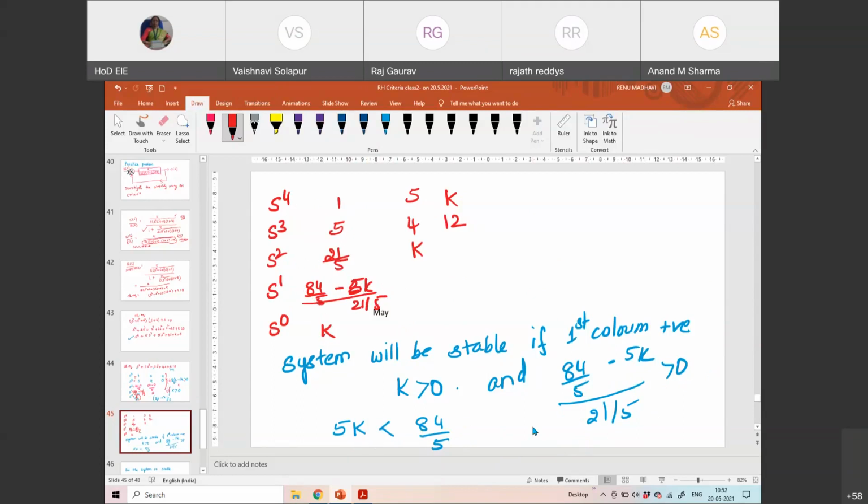So finally, I can say that k must be greater than 0 and less than 84 by 25. This is the range for which the system would be stable. Other than this, if you take any value, the system will be unstable. Okay.